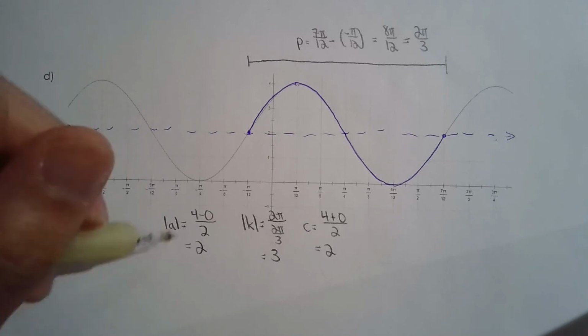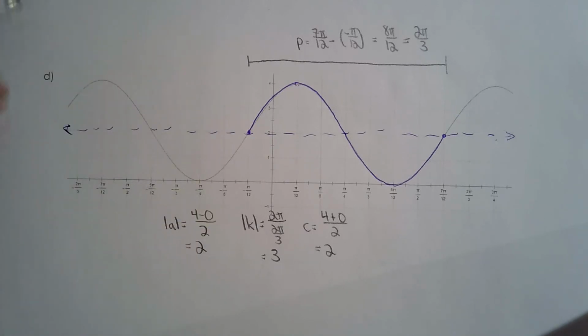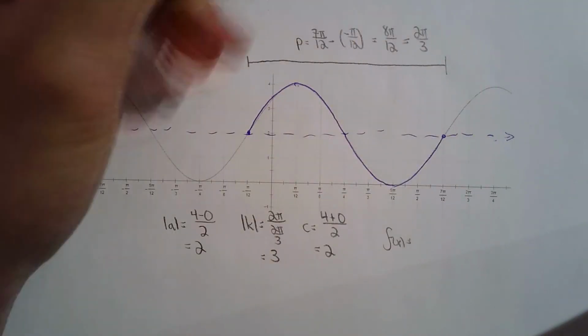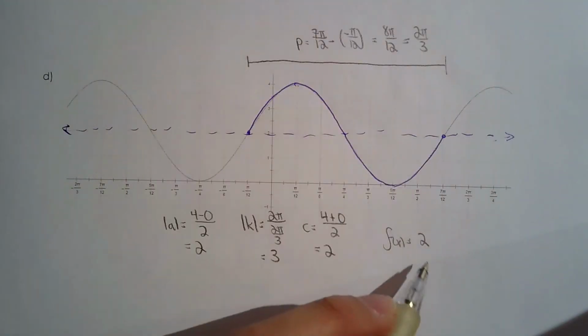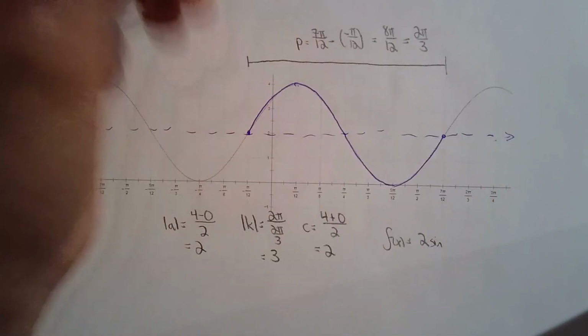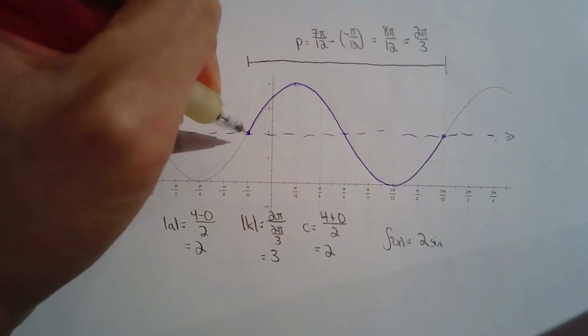Okay, so we have A, we have K, we have C, we just need D. But we're going to extract D from the wave, from the purple wave. So f of x equals 2. We're going to decide if it's positive or negative in a second. And this is clearly sine, what is it? The period, oh, it's 2 pi over 3. Sorry, the k value is 3.